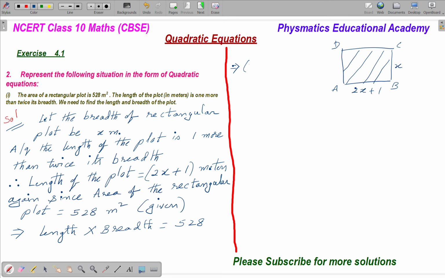Now further simplifying, length is 2x plus 1 into x is equal to 528. Again, further simplification, 2x square plus x minus 528 is equal to 0, which is a quadratic equation.